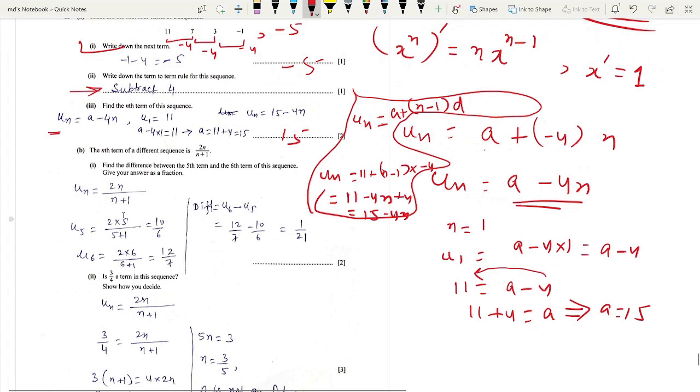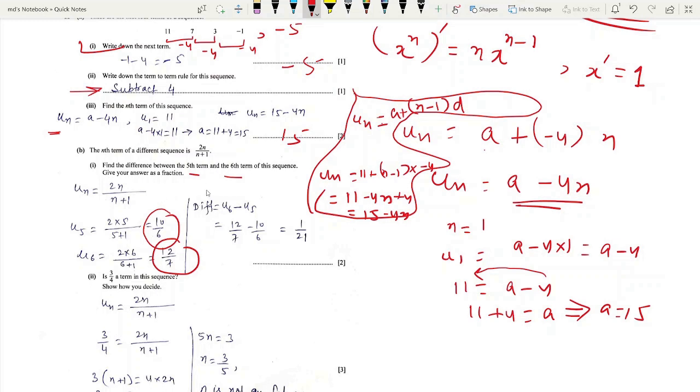Okay, and the B part is the nth term of a different sequence. This is another sequence. The nth term is given as 2n over n plus 1. Find the difference between the 5th term and the 6th term. So Un is 2n over n plus 1. Just put n value 5, you will get the 5th term. So 2 times 5 over 5 plus 1, which is 10 over 6. And the 6th term will be 2 times 6 over 6 plus 1, which is 12 over 7.